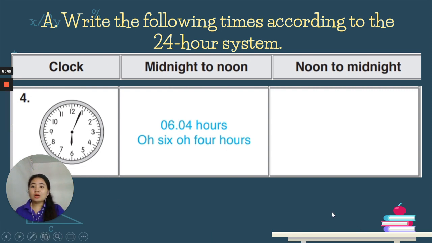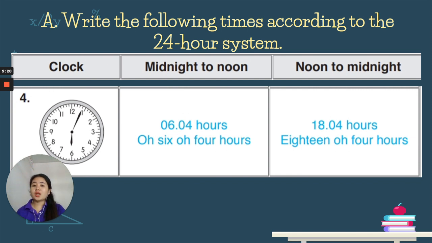Okay, let's go now to noon to midnight. Noon to midnight, just add 12. So 6 plus 12, how much? Okay, that is 18. So that means the answer for noon to midnight is 18.04 hours. So in words, you have to just write the 18:04 hours. So that's it. 18:04 hours. Very good.